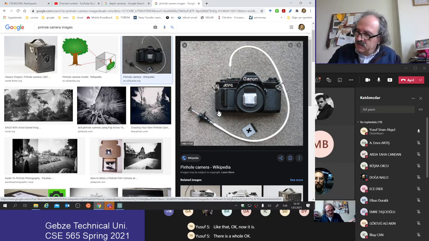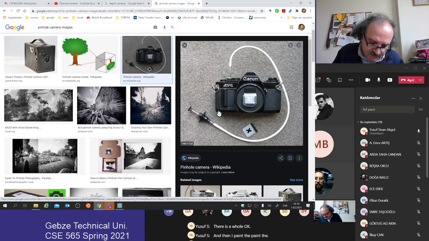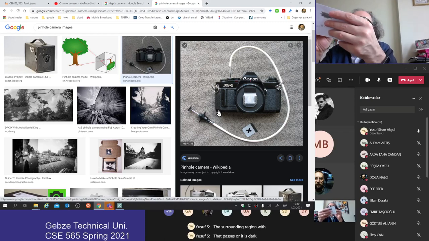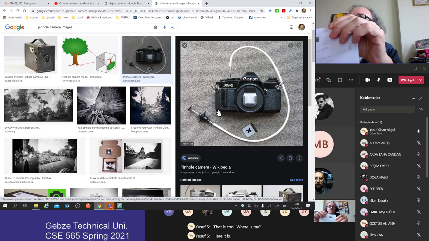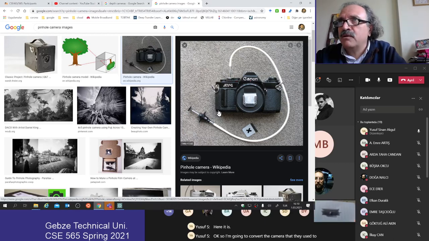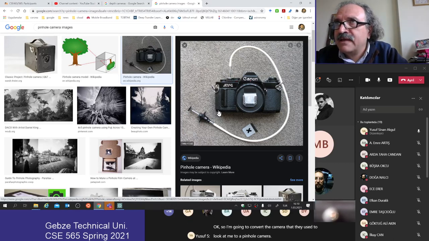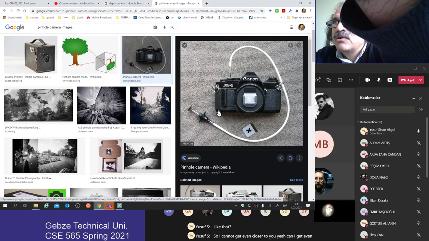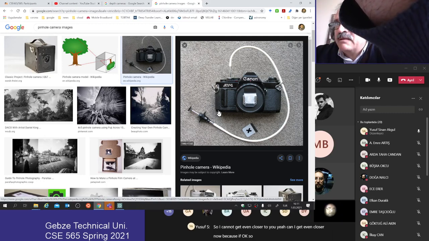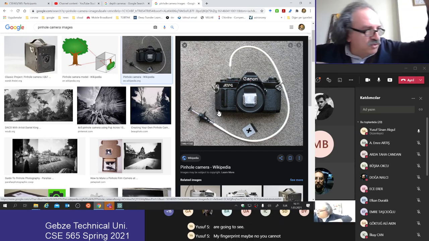Okay. And then I paint the surrounding region with a pencil so it is dark. Okay. Here it is. Okay, so I'm going to convert the camera that you used to look at me to a pinhole camera. Like that. So I cannot get even closer to you. Can I get even closer? No, because if... Okay. So this is a pinhole camera and you are going to see my fingerprint, maybe. No, you cannot. Let me try to show you. Okay.